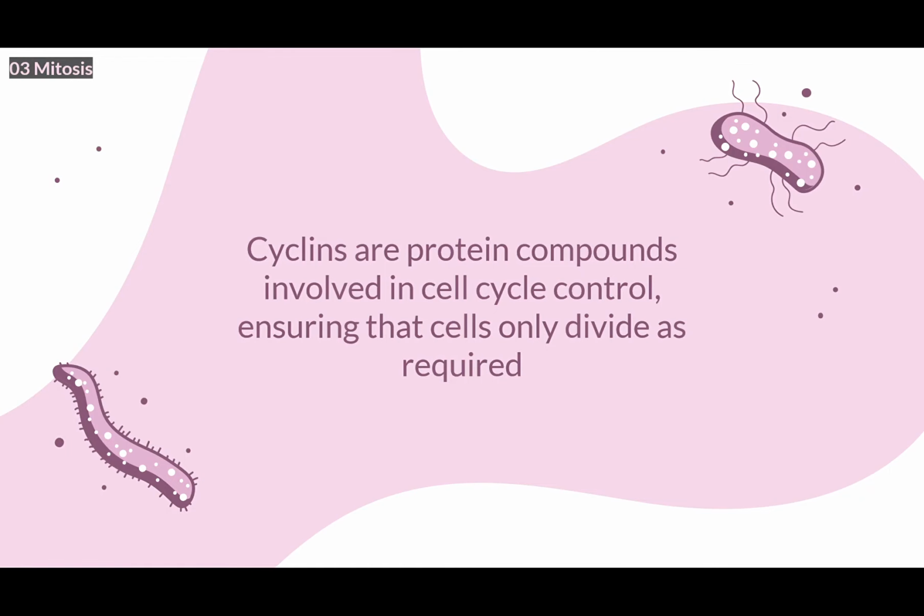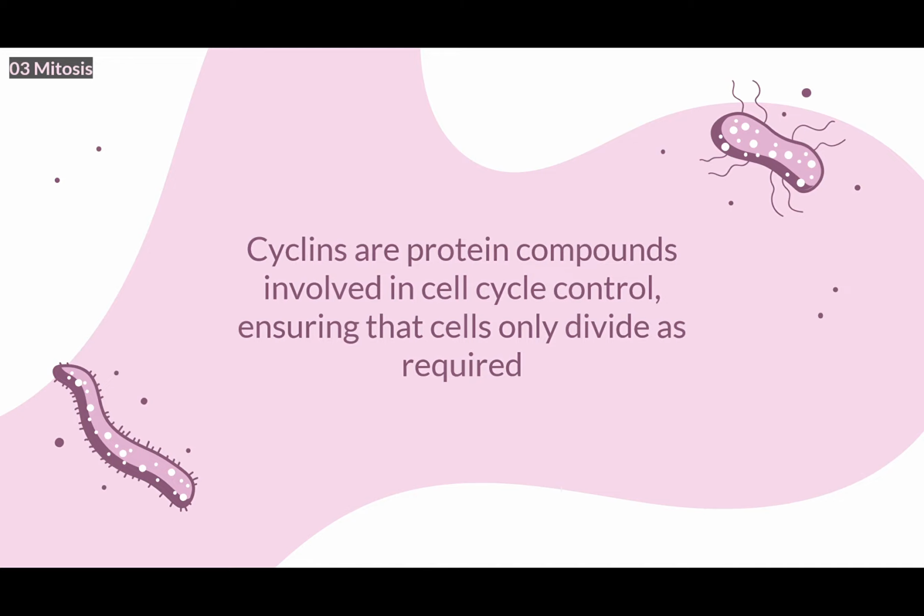And we also have the aspect of cyclins, which are protein compounds involved in cell cycle control, ensuring that cells only divide as required. It is important in detecting and repairing genetic damage and preventing uncontrolled cell division. And cyclins interact with regulatory proteins called CDKs, cyclin-dependent kinases. They form enzymes that direct cells through the cell cycle through phosphorylation.